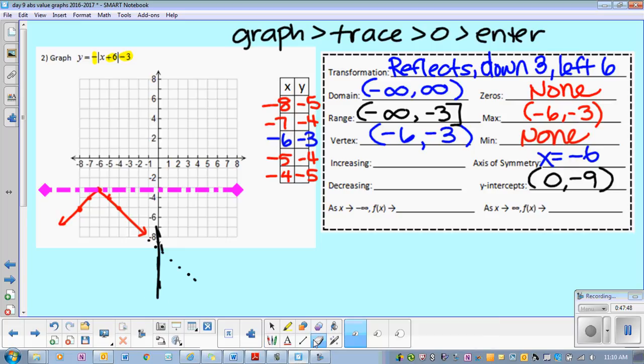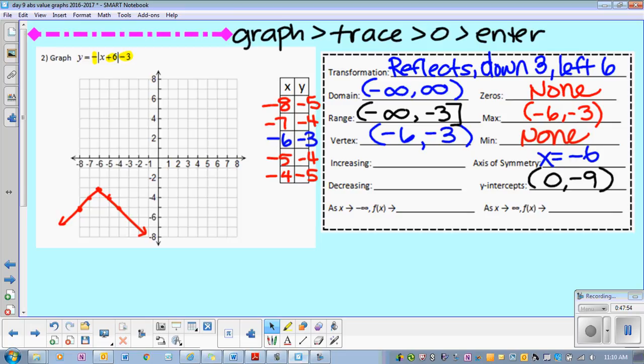Now, about the increasing and decreasing intervals. Cool. All right, let's see. There's negative infinity over here because I have an arrow on the left. That line, your axis of symmetry, is at negative 6. And then you have an arrow on the right, so that goes to infinity, right? What is it doing from negative infinity to negative 6? Going up. It's increasing. What's it doing from negative 6 to infinity? Going down. It's decreasing. So there you go. You have your intervals.